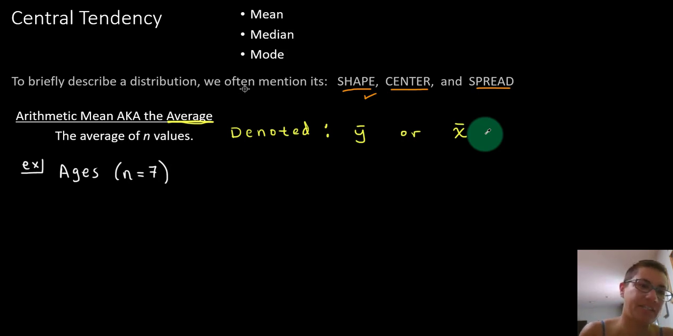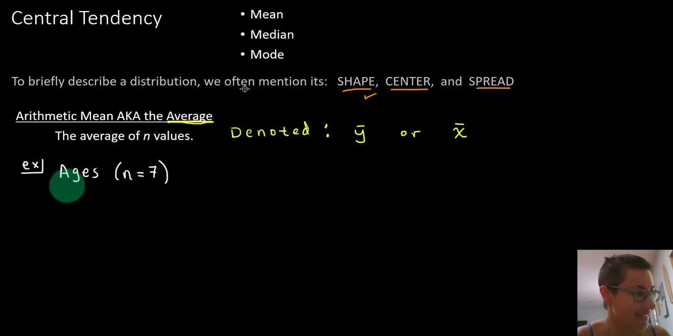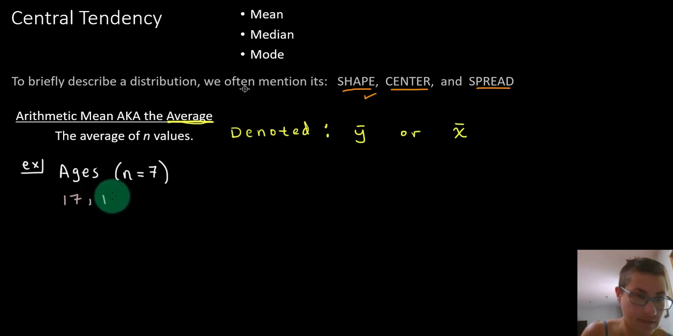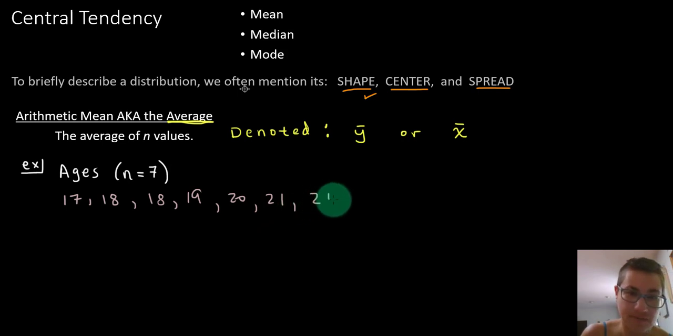What I've got here is a sample of size 7, and these are 7 ages that I've gathered from a previous class. So I'm going to list these here, and here I go. 17, 18, 18, 19, 20, 21, and 24. 1, 2, 3, 4, 5, 6, 7.